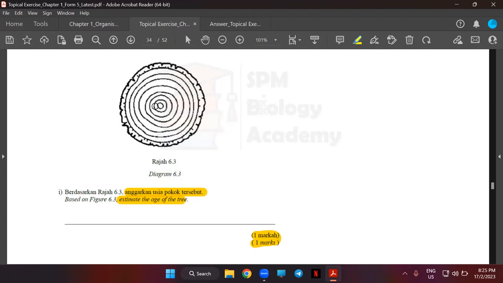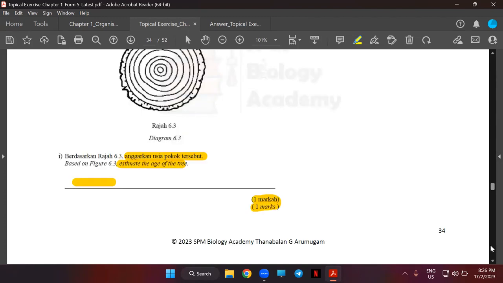So, 1, 2, 3, 4, 5, 6, 7 dan jangan lupa di bawah bark. Di bawah kulit kayu pun kena kira juga. 8. So, jawapan di sini ialah 8 years old. 8 tahun. Itu jawapannya. 8 years. Ya, umur. Jadi just count the ring, that's all. So di sini ada 8 ring. Itu umur dia. Okay. Next.